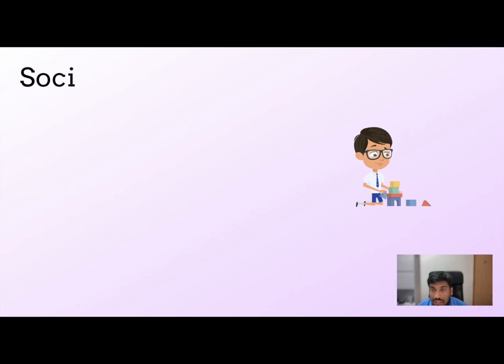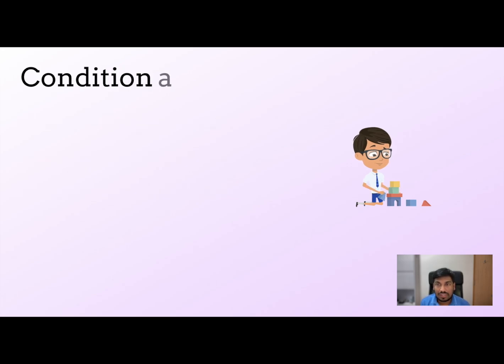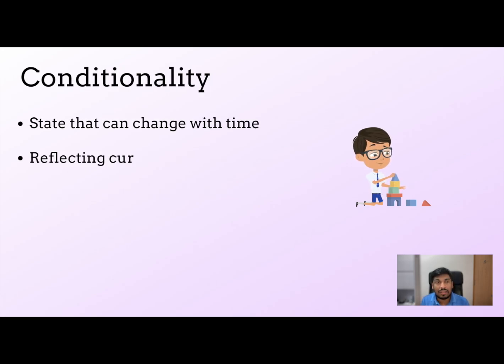Then we have sociality, which is about how one agent interacts with other agents, how they exchange information, and whether one agent can influence the state and decision of the other agent, like the rock beating scissors or scissors beating paper. Finally, we have conditionality, which states that based on the time, the conditions can change. So if we are talking about COVID spread, there are certain times when the COVID spread was higher compared to other situations. So that is conditional on the time.